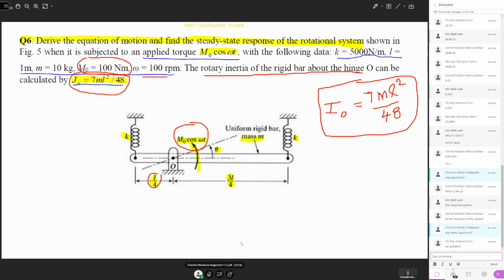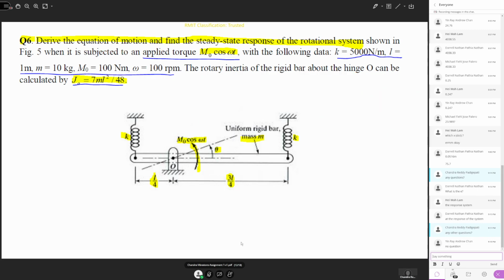So for this problem, we have to derive an equation of motion, and then find the steady state response. So two aspects: derive the equation of motion and then find the steady state response. You can see here the system has only M and K. How do you get the response of the system? Here there is an external moment acting, M naught cos omega t.